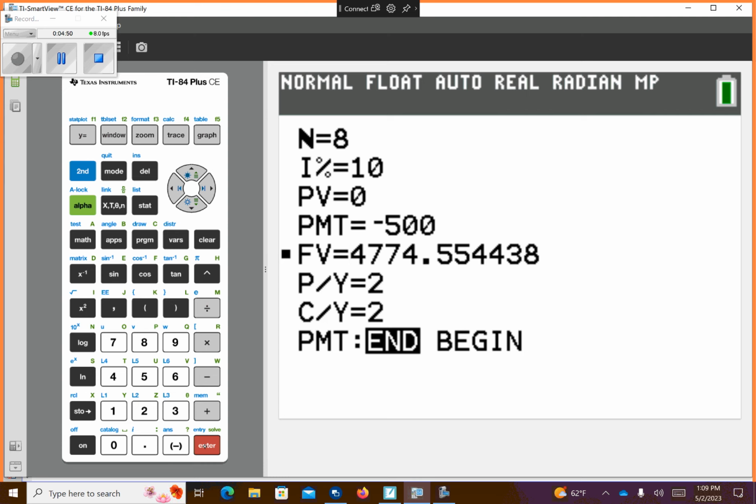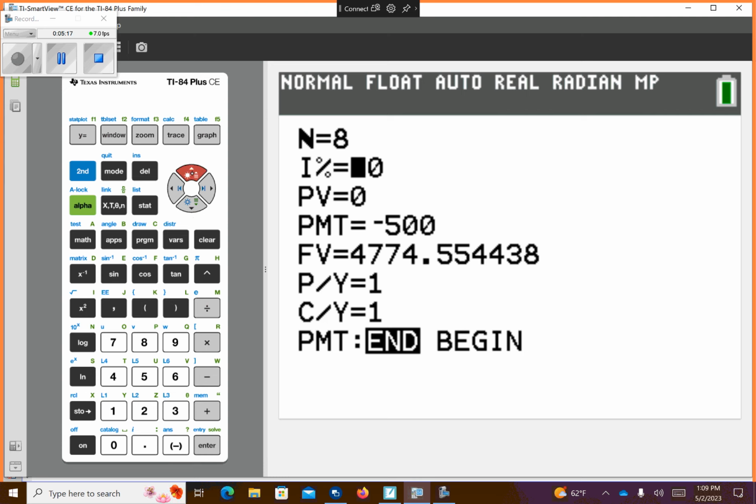So number 3 says, how much should be invested? So we don't know what the payment is going to be, so we're going to solve for that. We have 10% compounded annually. So in order to have $50,000 after 8 years, how much should be invested at the end of each year? So you're going to do one payment a year. Okay.